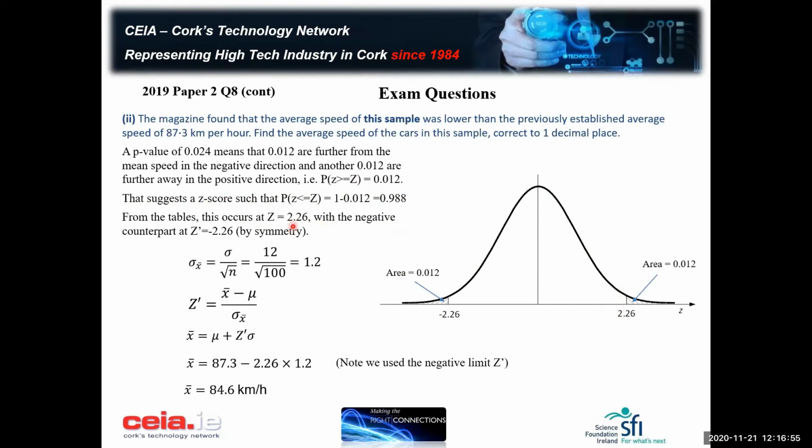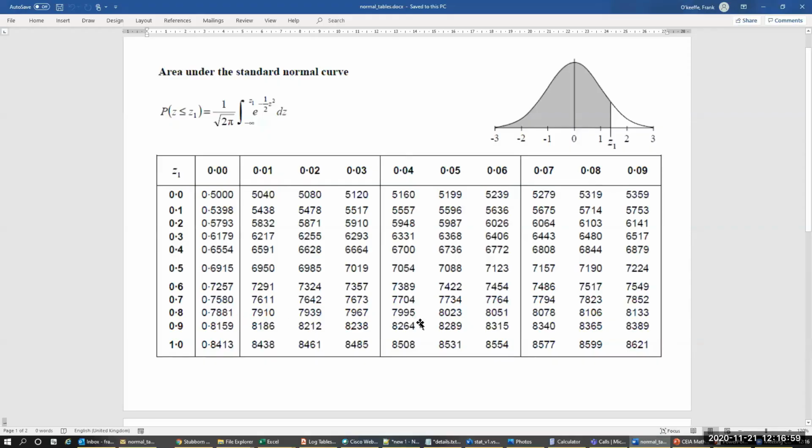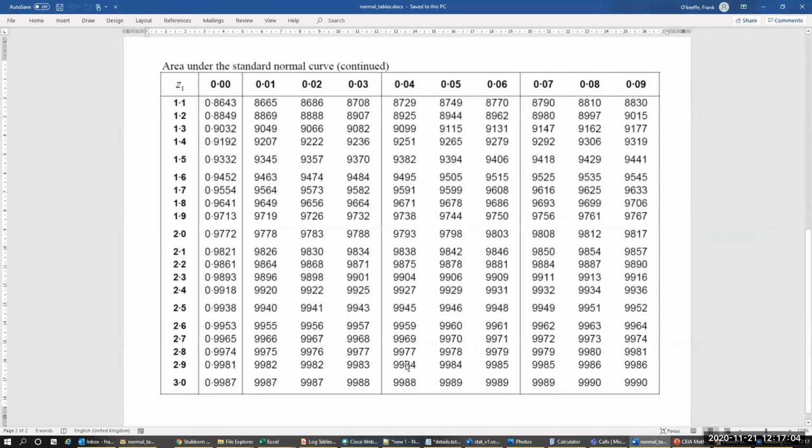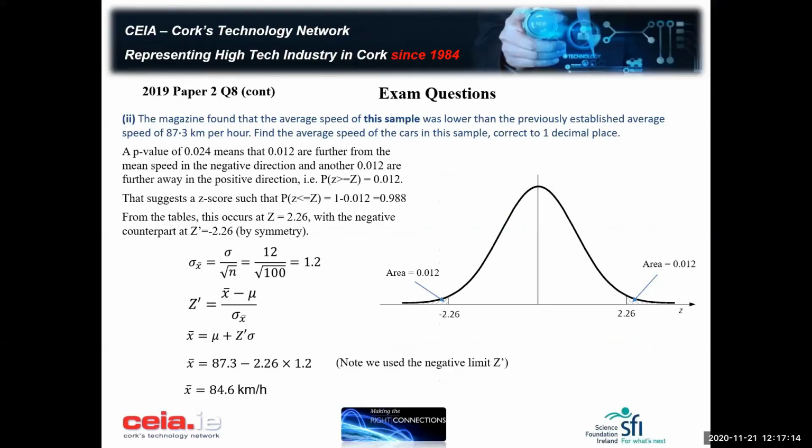So you go into the table, look for 0.988. It's going to be on the next page. 988. This is the closest value here, and that's 2.26. So Z equals 2.26 is this point over here, and its negative counterpart, again, use symmetry, it's going to be at minus 2.26.